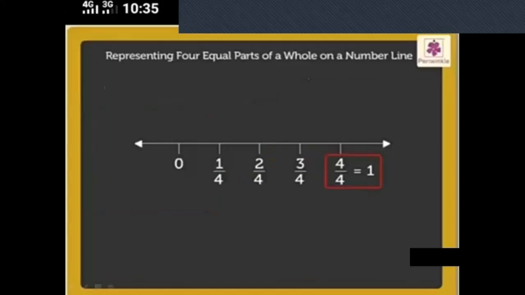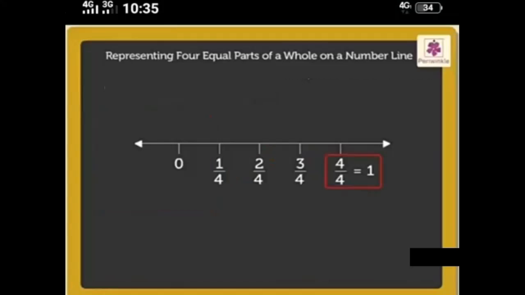Next one, the fraction is represented on a number line. In the previous case, the fraction was represented with the help of a box, with some part shaded and some part unshaded. Now it is represented with a number line. You already studied last year how to draw a number line. The line is equally divided into 4 equal parts. The first point is 0, the second point is 1 by 4, the third is 2 by 4, then 3 by 4 and 4 by 4.